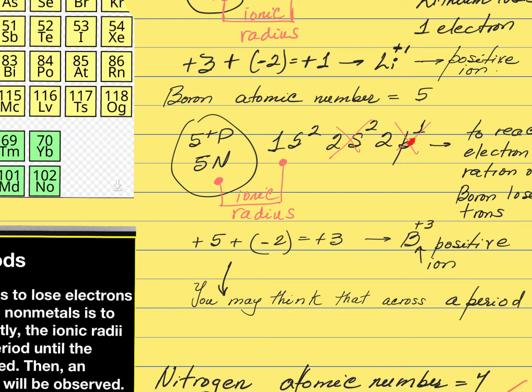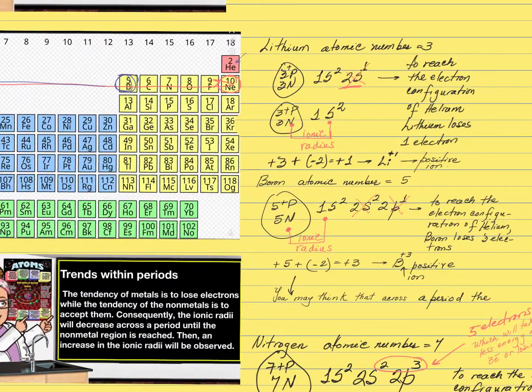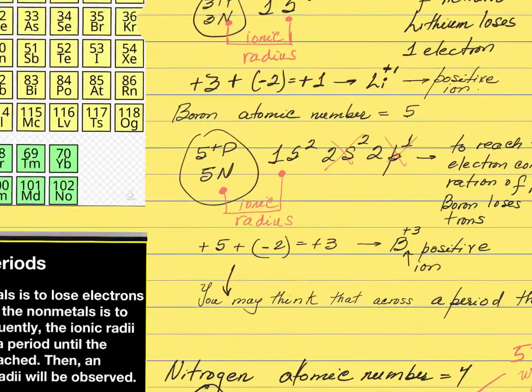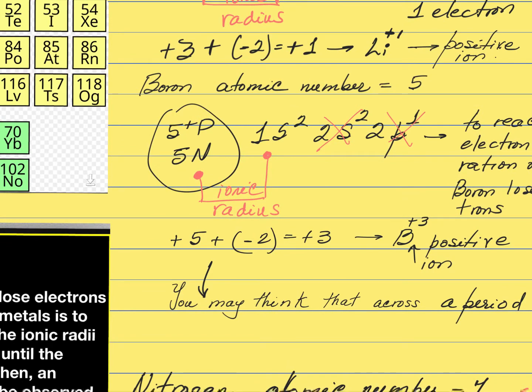And then you have to ask yourself, is it easy for boron to lose the 3 or to accept the 5? Of course, losing 3 is going to take less energy. But careful with that, because when you look at the periodic table, boron is a metalloid. So boron can lose the 3 or can accept the 5. But for now, we're going to assume that losing the 3 electrons is going to take less energy.